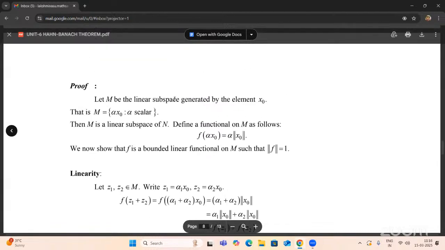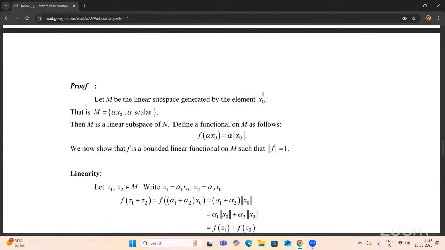First of all, let M be the linear subspace generated by the element x naught. So the generated set must be written as M equals the set of alpha x naught, where alpha is a scalar. All the spanned elements, you must write as a set along with the scalar. So that is the set of alpha x naught.